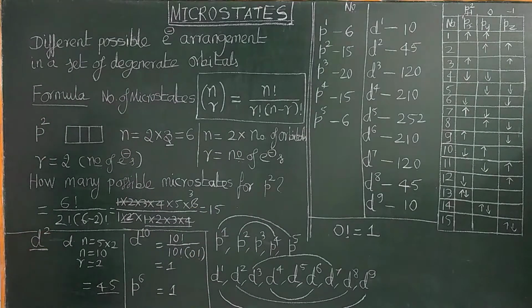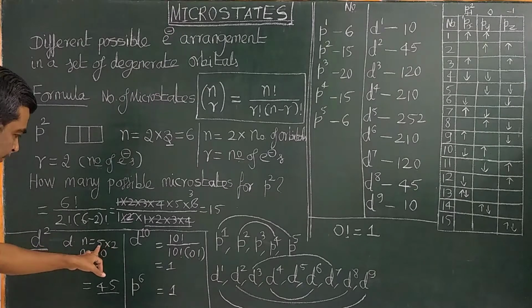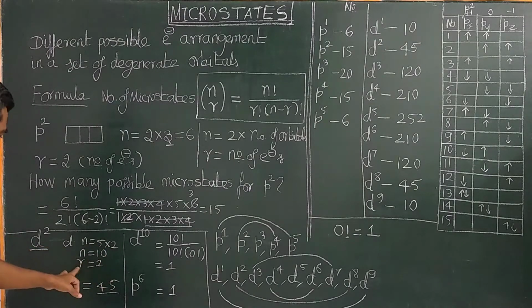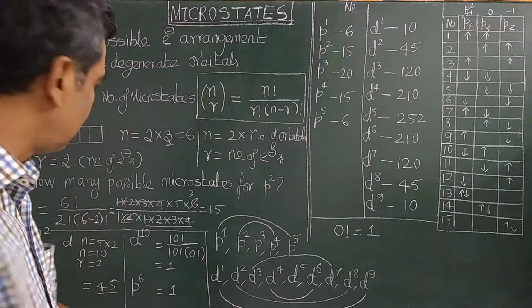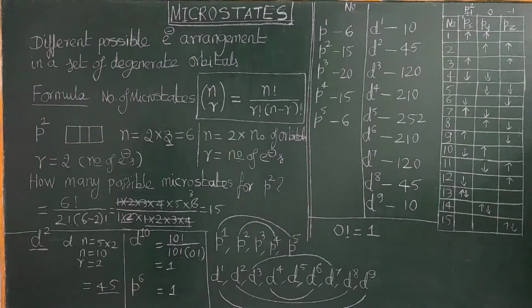Similarly, you will be asked to find how many microstates are possible for the D2 electronic configuration. For D2, D is 5-fold degenerate with 5 orbitals, therefore 2 into 5, 10. N equal to 10, R equal to 2. If you substitute in this formula, 10 factorial divided by 2 factorial times (10 minus 2), 8 factorial, you will get 45 microstates for the D2 electronic configuration.